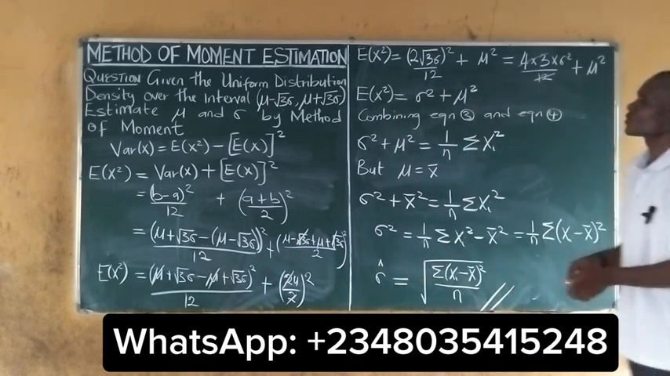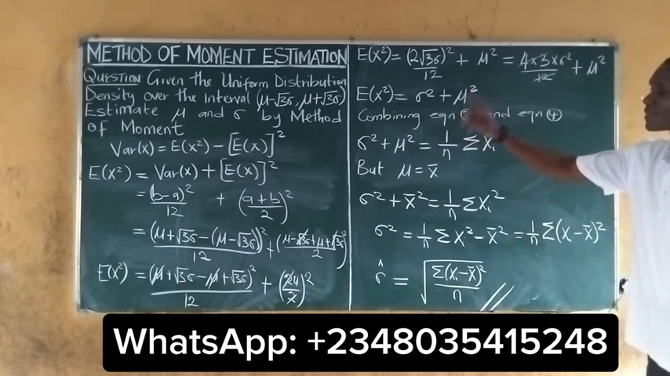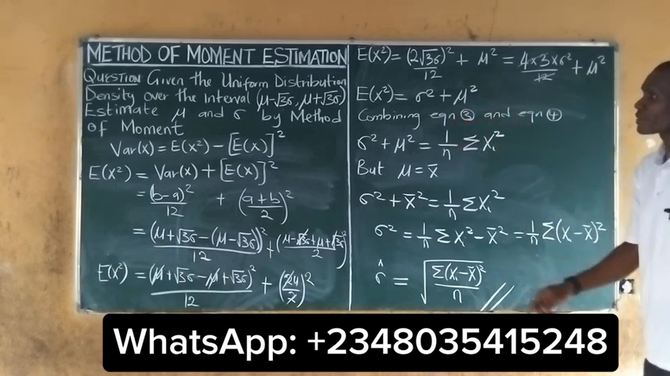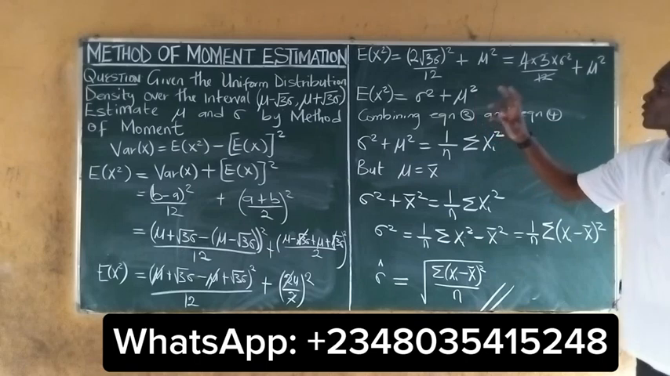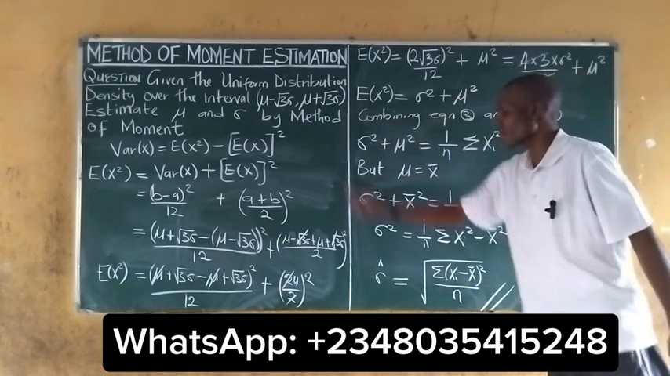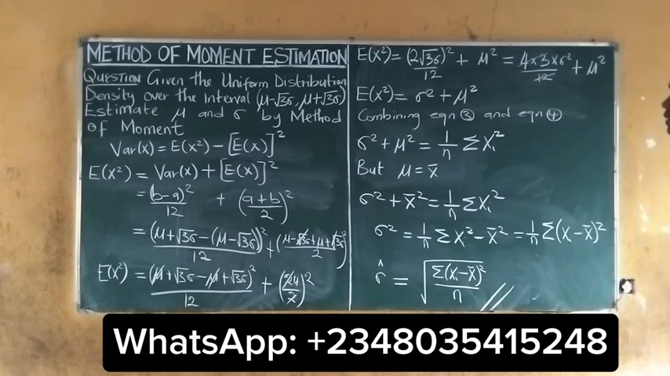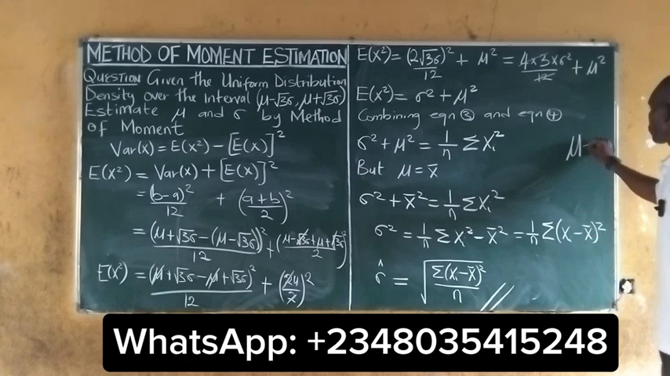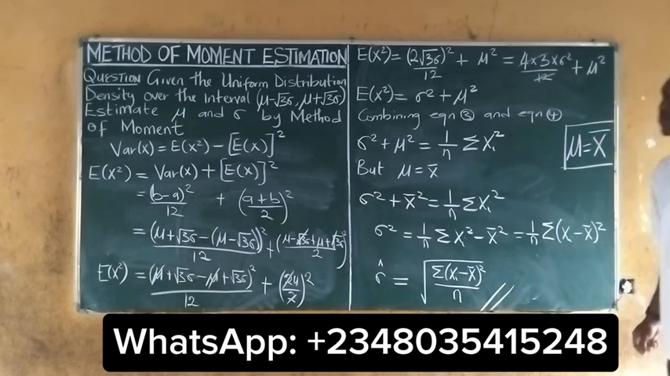So this is how we can obtain the estimate for mu and sigma by method of moments when we have the uniform distribution density with this interval. We already know that our mu we got for the first moment is equal to this. So this and this become the estimates for mu and sigma.